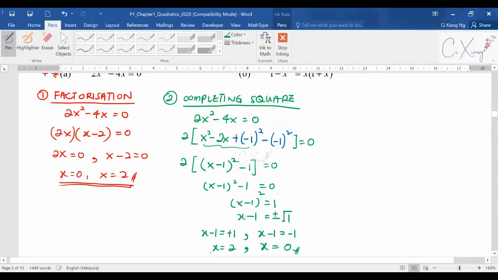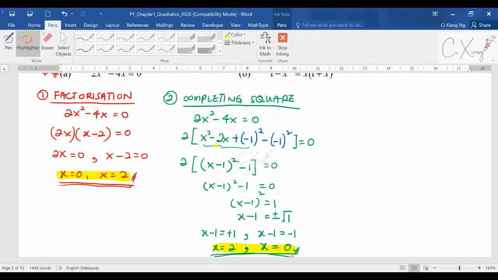Alright, so do you get the same answer as the part 1, the first method, factorization? They are the same, right? But you can see that this completing square method, it is longer, much more longer. That's the first thing. And that you will see that you need to be very careful, because if you complete the square wrongly, right, then your answer will be wrong.